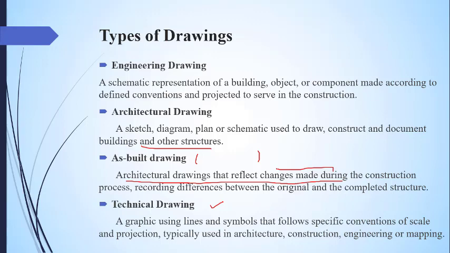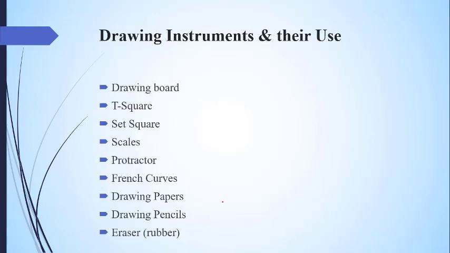So these are four types of drawings. The first one is engineering drawing, the second one is architectural drawing, the third one is as-built drawings, and the fourth one is technical drawings. Now coming towards the drawing instruments and their uses.